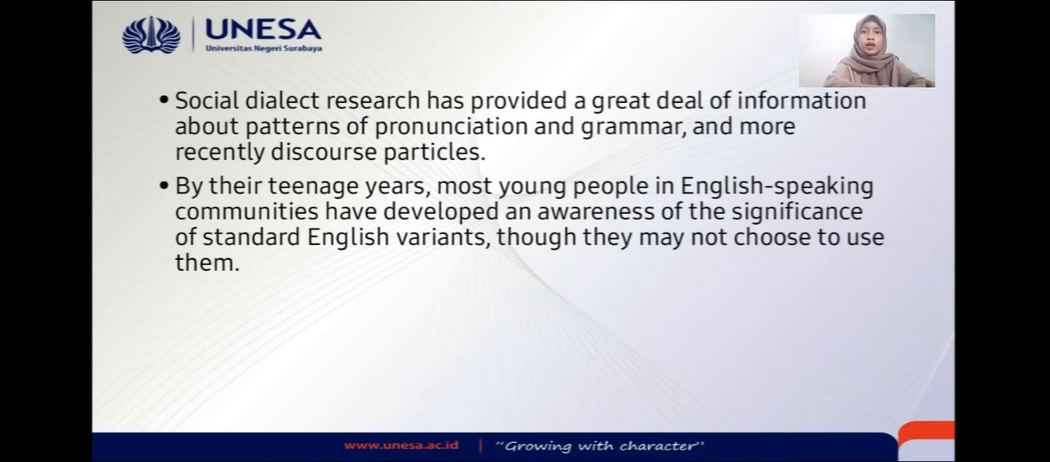Social dialect research has provided a great deal of information about patterns of pronunciation and grammar, and more recently discourse particles. By their teenage years, most young people in English-speaking communities have developed an awareness of the significance of standard English variants, though they may not choose to use them.